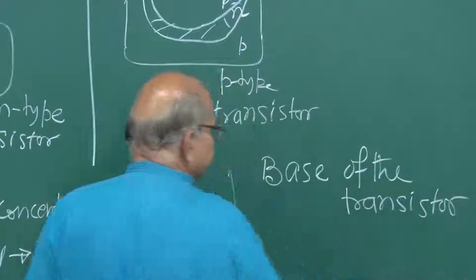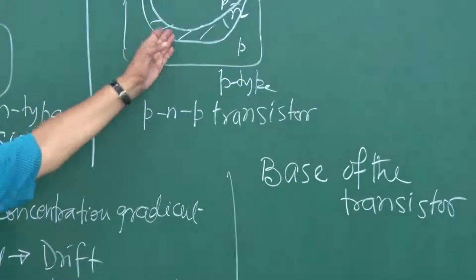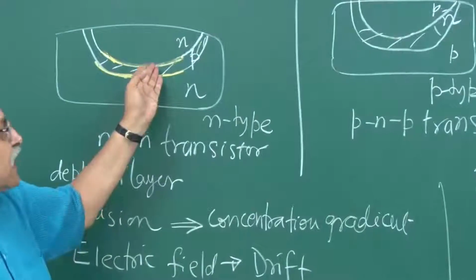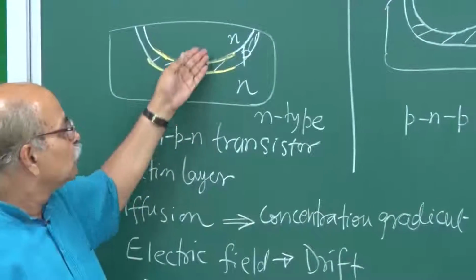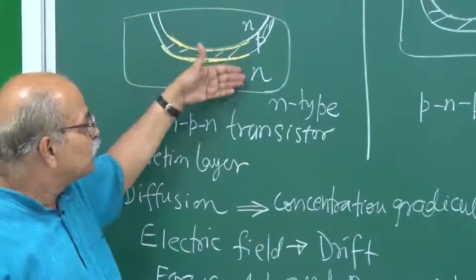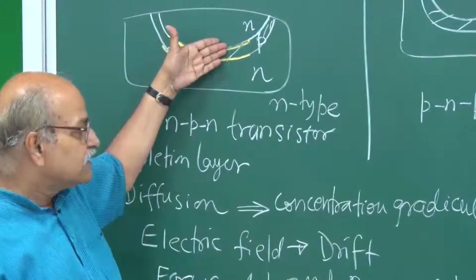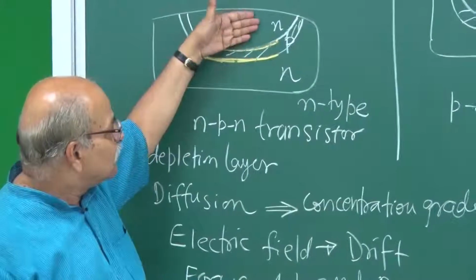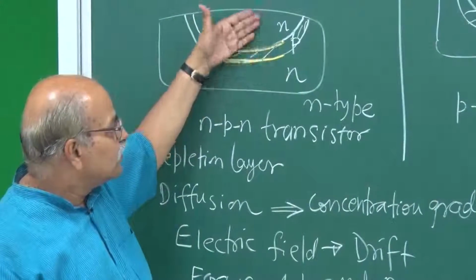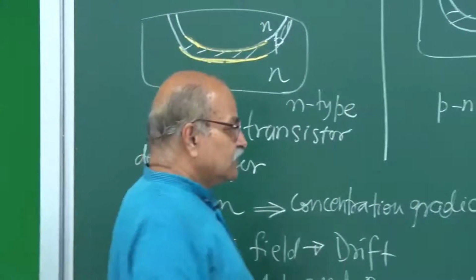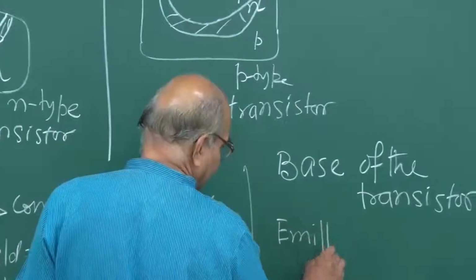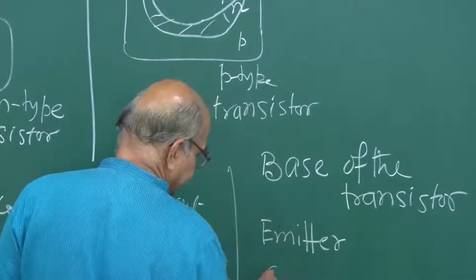So you have three regions, 1, 2, 3. This middle one, the one which is sandwiched between two semiconductors with the same kind of doping, is called the base. Then one of these two is called the emitter, and the other is called the collector.